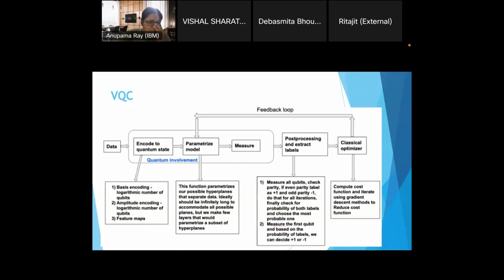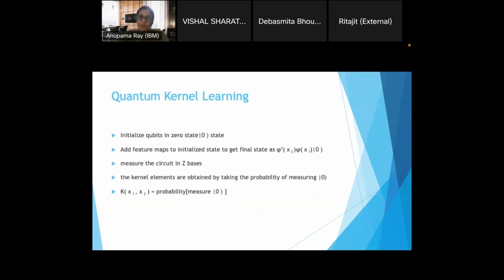Okay. So a bit more detail here is that there are different ways of doing encoding. Although this encoding thing is an open research problem, there are several ways that have been proposed in literature, and of course this is not an exhaustive list. So we can do basis encoding, we can do amplitude encoding, we can do feature maps, and if I get time, I'm going to cover them in a bit more detail as well. But I'll just introduce the next algorithm before that.